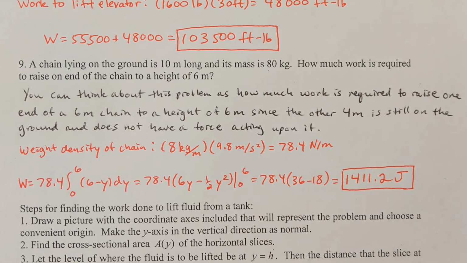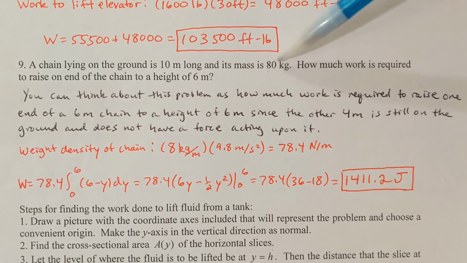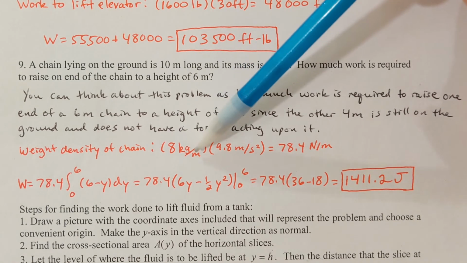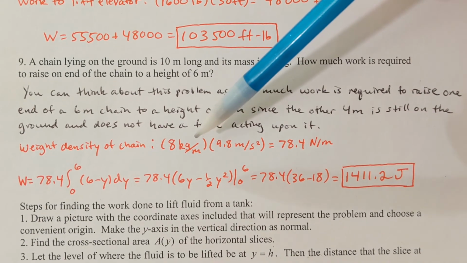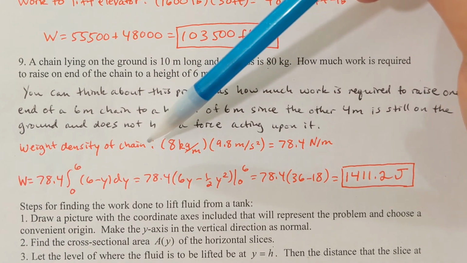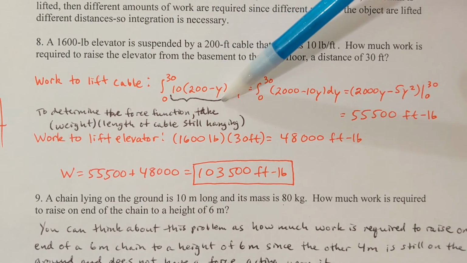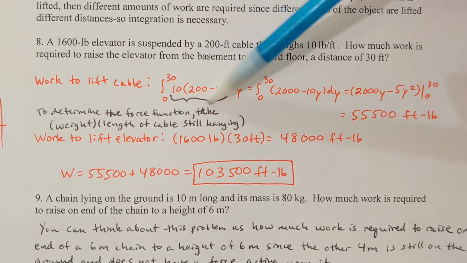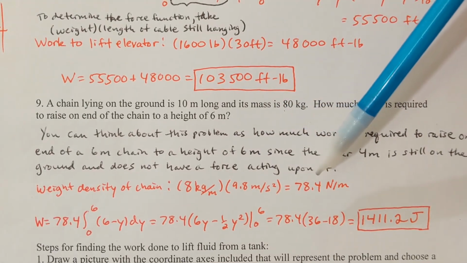Well, the chain is initially 10 meters long and its mass is 80 kilograms, so 8 kilograms per meter is what we're looking at. Now, I want to find the weight density of the chain. Just like in the last problem, I had to find the weight density of the cable. That's what I'm doing here to figure out this force function, and I'm going to do a similar thing here.